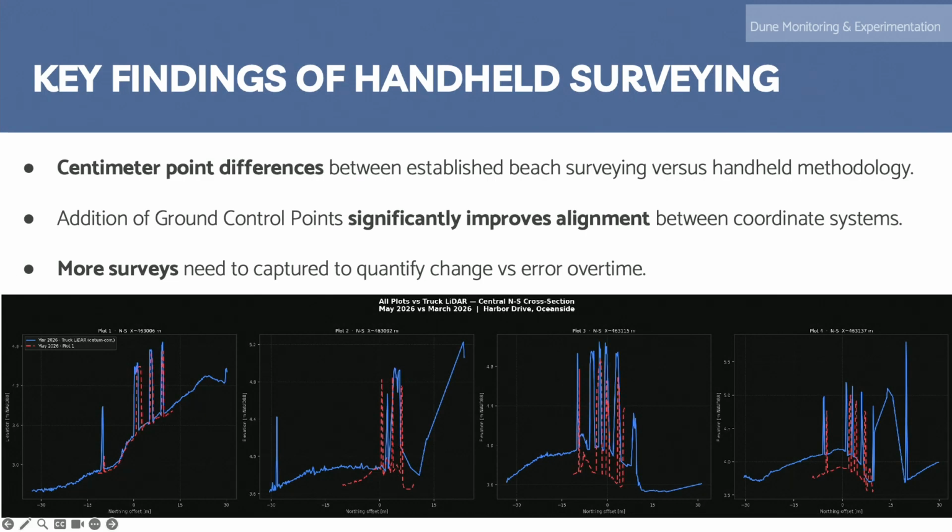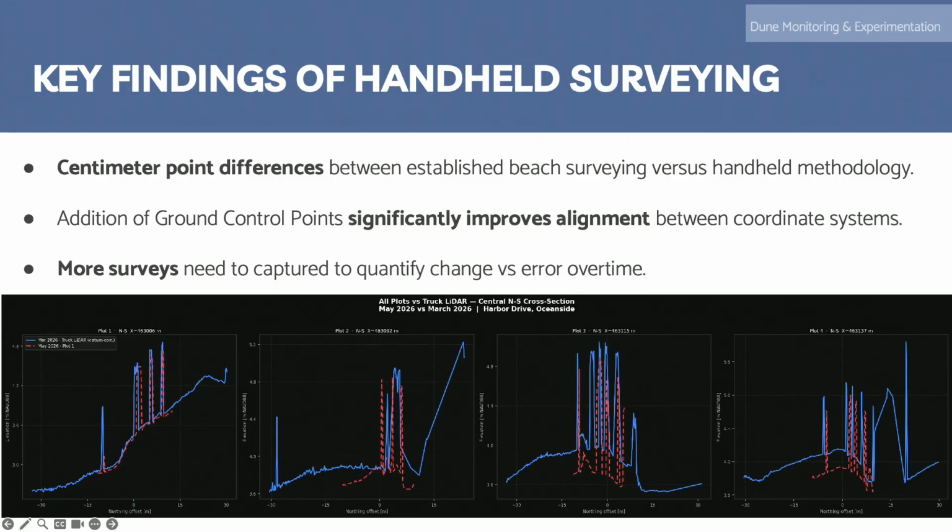This figure demonstrates this with a comparison of cross-sectional elevation profiles across 4 survey plots along Harbor Drive in Oceanside, overlaying 2026 survey data against March 2026 truck LiDAR data baselines. And these two data sets show centimeter scale differences in elevation readings between established truck LiDAR surveying and the handheld survey methodology, which is visible in the subtle vertical offsets between the blue and red dashed lines across all 4 plots.